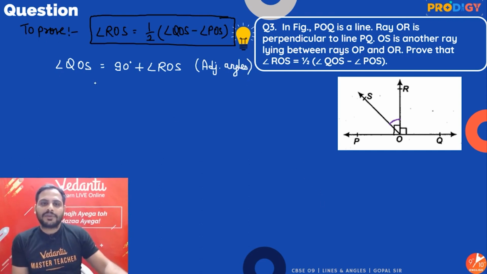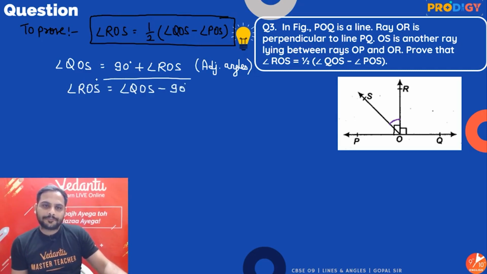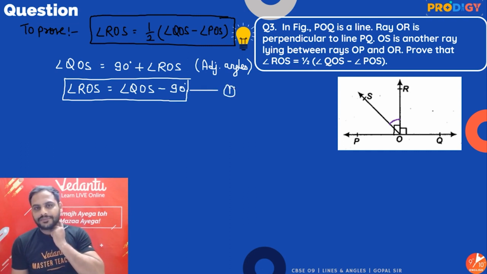Okay? So from here, guys, I can say angle ROS can be written as angle QOS minus 90 degrees. Alright, sir, this is my first equation for angle ROS. Second thing, again, now I have to find one relationship between POS and ROS.